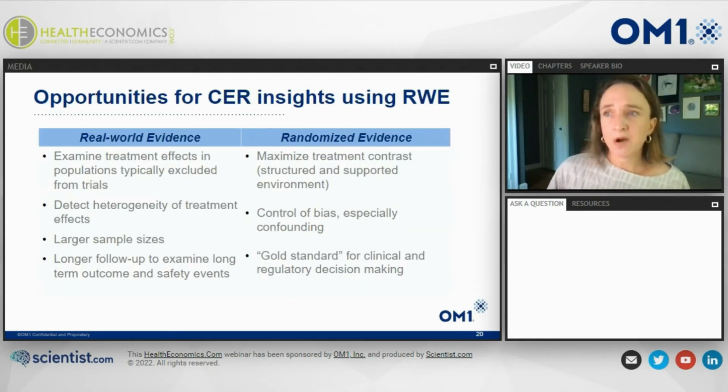So just to summarize where we are, some of the things we've talked about so far: RWE-based comparative effectiveness studies afford this opportunity to look at treatment effects in populations that are often excluded from trials. This can allow us to detect treatment effects that may vary across patients. RWD-based studies also provide giant efficiency gains, larger sample sizes, more extended follow-up. And the trade-offs here are related to what the strengths are from randomized trials or randomized evidence, which is that in a highly structured and supported environment, there's an ideal landscape to minimize bias, in particular confounding bias.